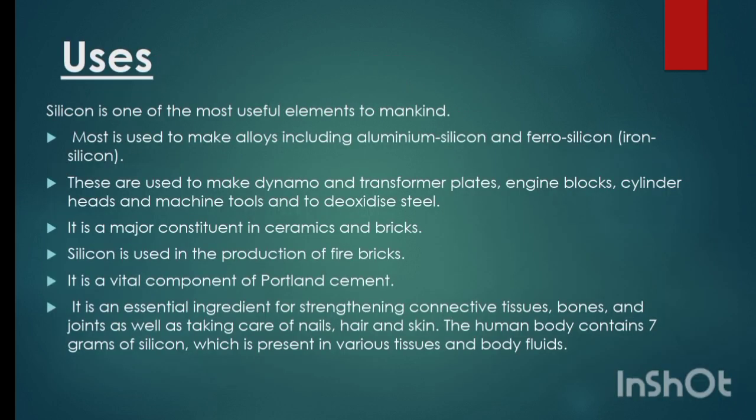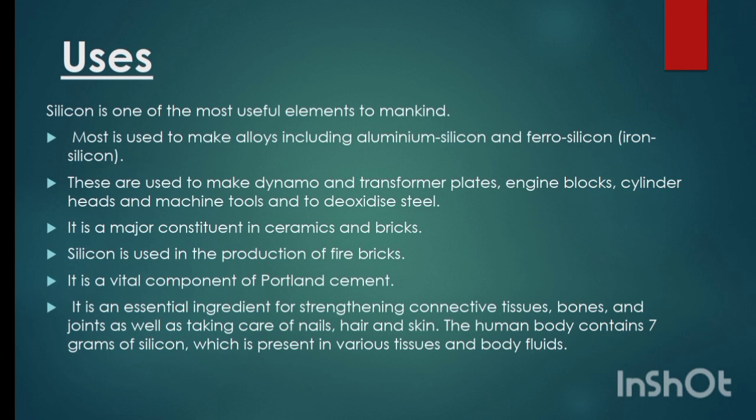Uses of silicon. Silicon is one of the most useful elements to mankind. Most of it is used to make alloys such as aluminium-silicon alloys and ferrosilicon alloys. They are used to make dynamo and transformer plates, engine blocks, cylinder heads, and machine tools, and to deoxidize steel.